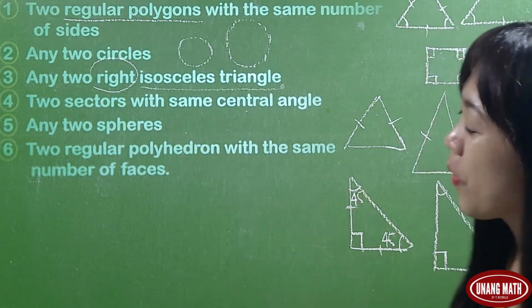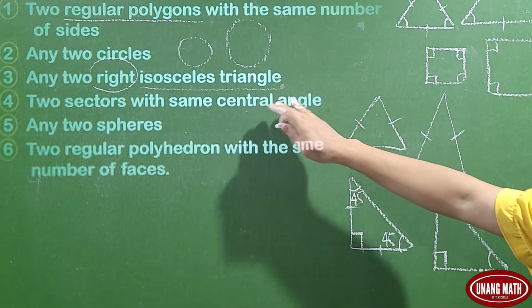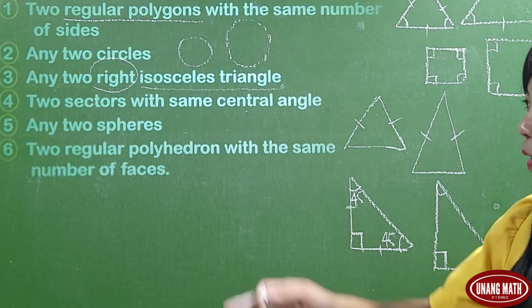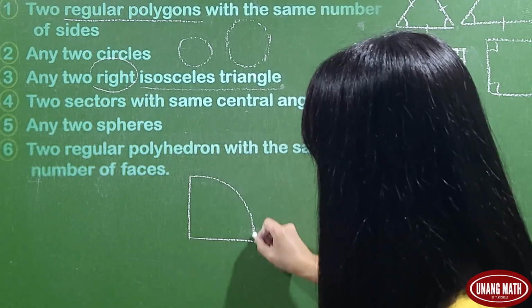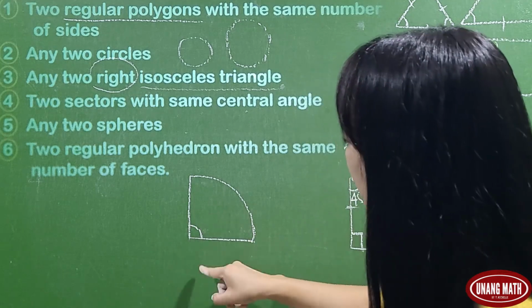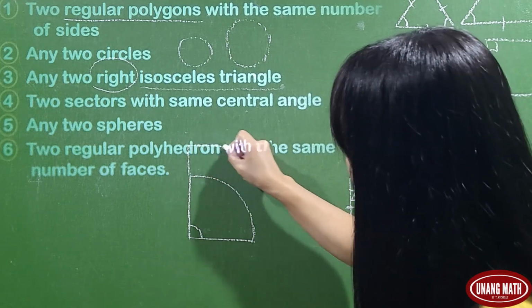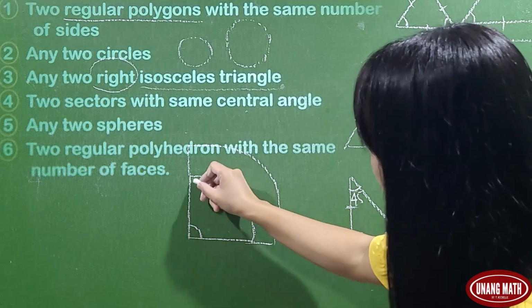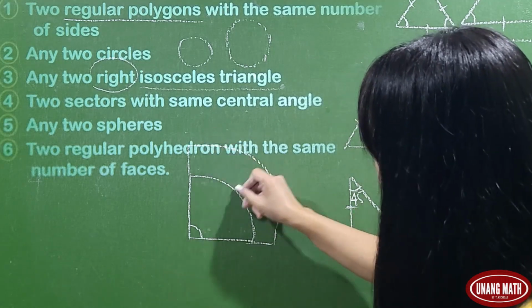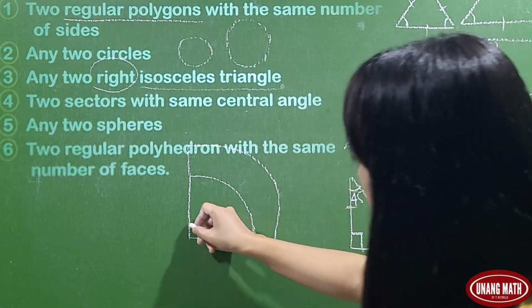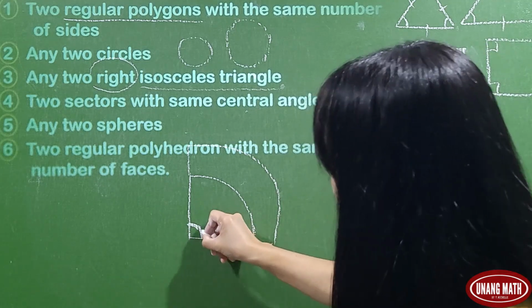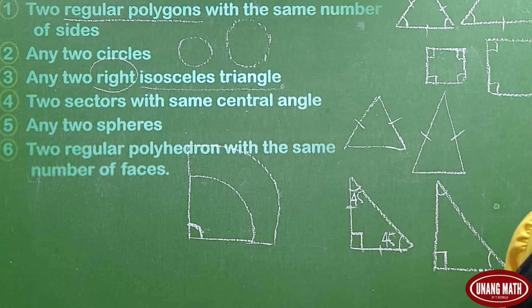For number 4, we have two sectors with the same central angle. What does it mean by this one? This is a sector. So this is the angle. And if we have another sector, this sector and this sector are similar figures. It's because they have the same central angle.